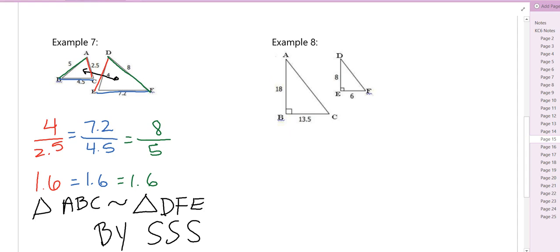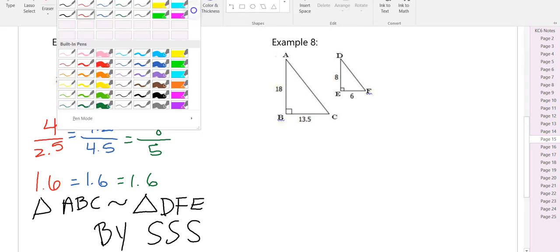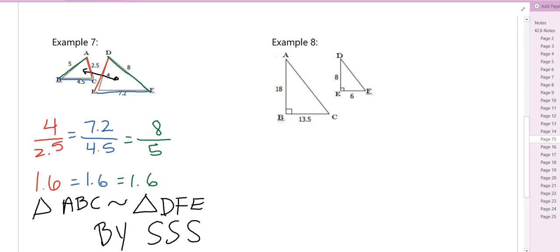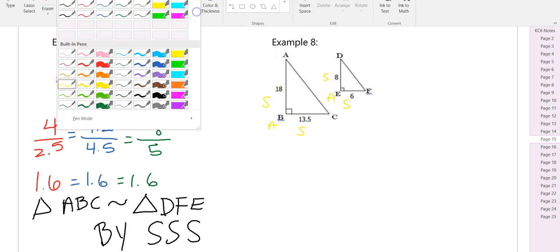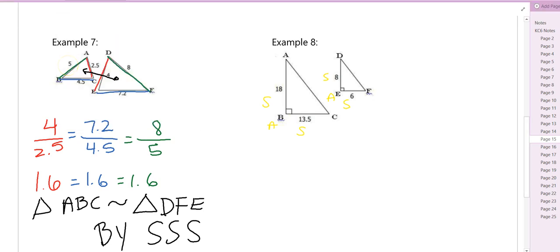If it wasn't in the middle, I probably would not even attempt it. If you want to write for yourself: here's my side, here's my angle, here's my side. If that angle was in any other position, don't even bother trying to prove it because it's not in the right spot to prove side-angle-side, right? The angle has to be in between. So I'm going to go ahead and set this up.